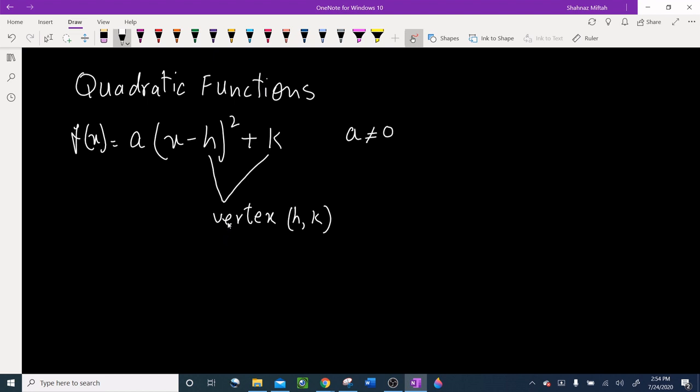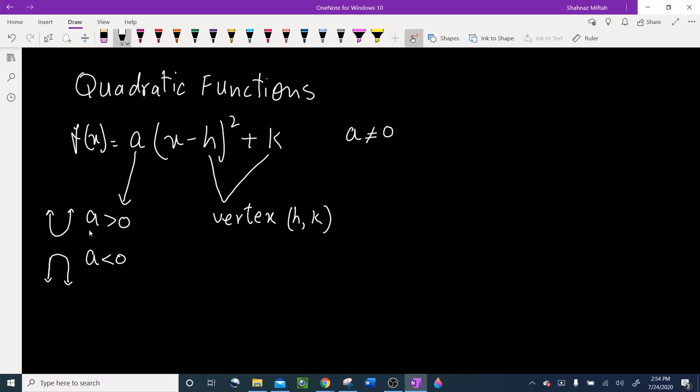If a is greater than 0, then the parabola opens upward. Parabola opens upward means it's going to be concave up, like this. So it's going to open up. If a is less than 0, then the quadratic is concave down. So we would know how this a works, and then we will decide how to graph that.